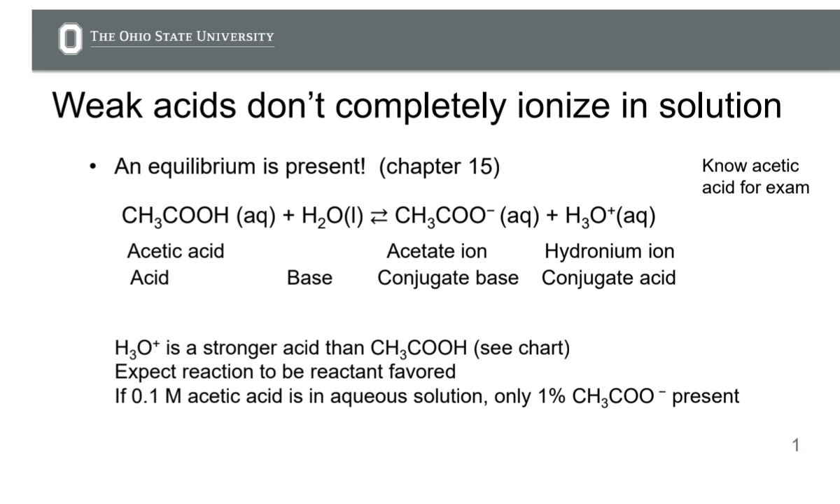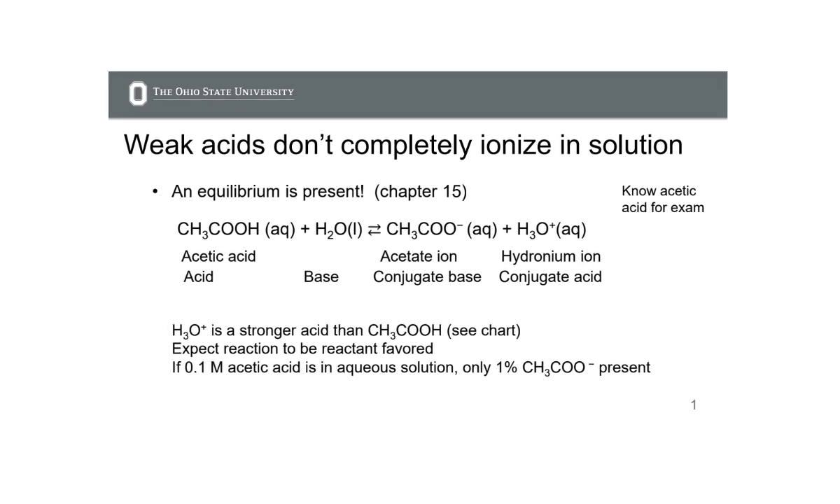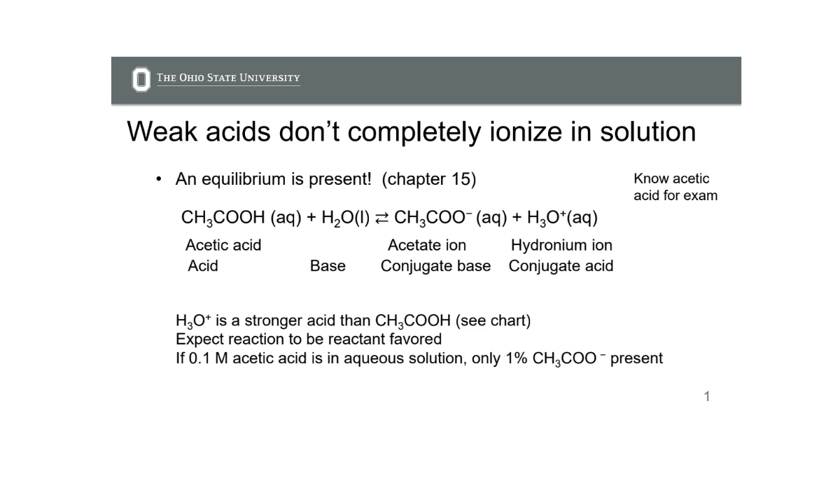About how weak acids, and weak bases for that matter, don't completely ionize in solution, meaning they don't completely dissociate into products. So an example that we have was acetic acid in water, and it forms its conjugate base, which is the acetate ion, as well as the hydronium ion, which is the conjugate acid.